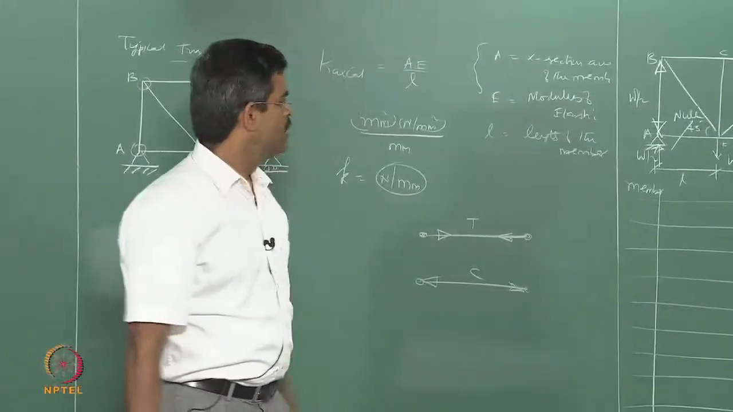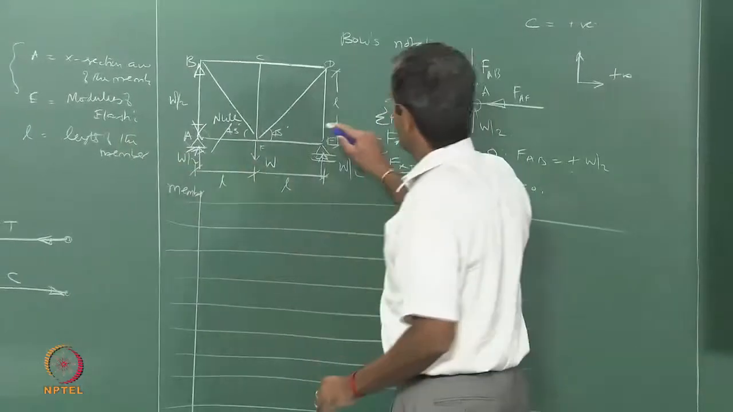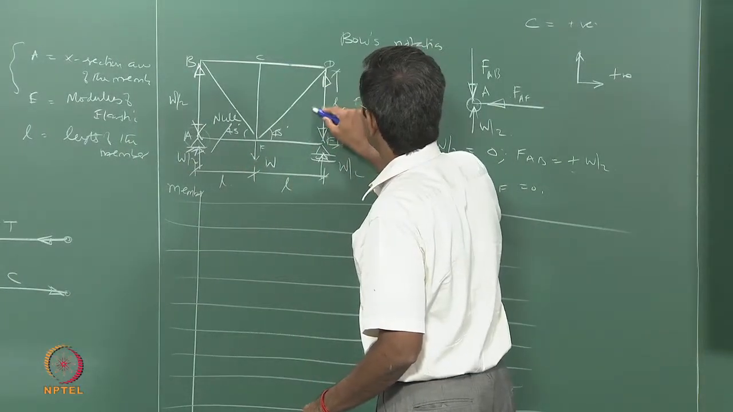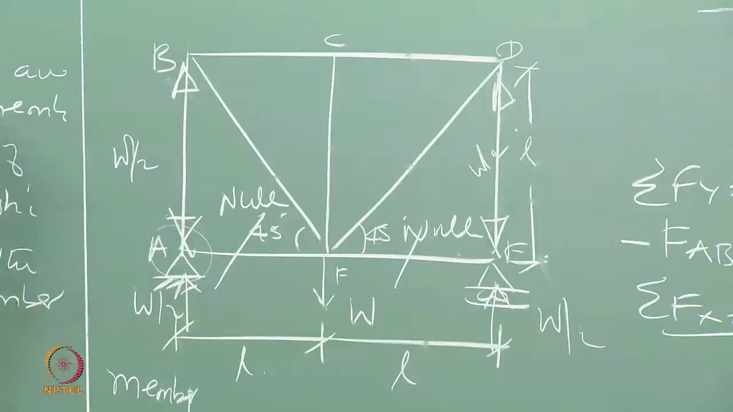Okay. So, because F is acting at the center, from symmetry I can expect this will also be of the same nature, which is W by 2, and this is also a null member. This is by symmetry.